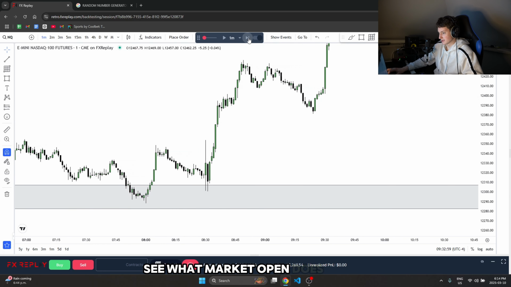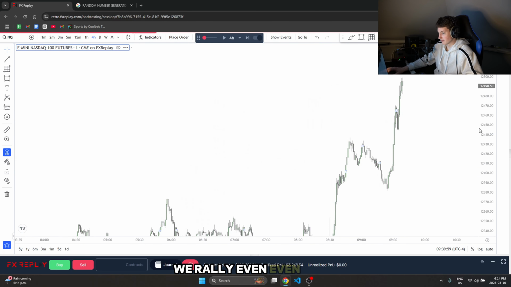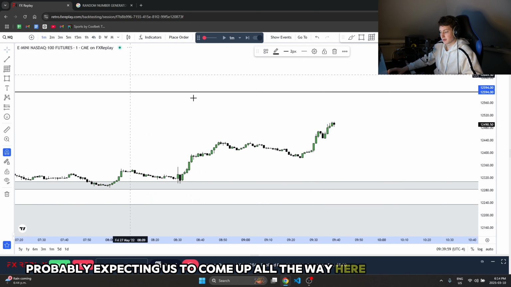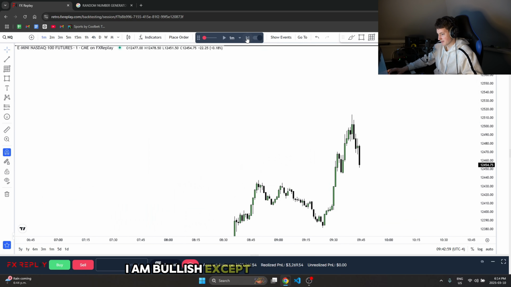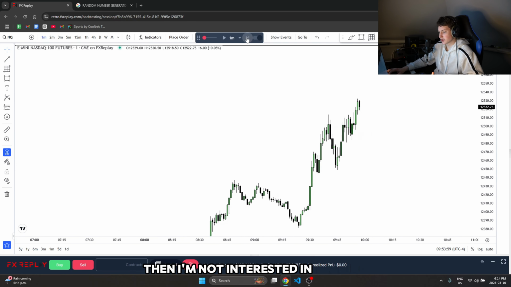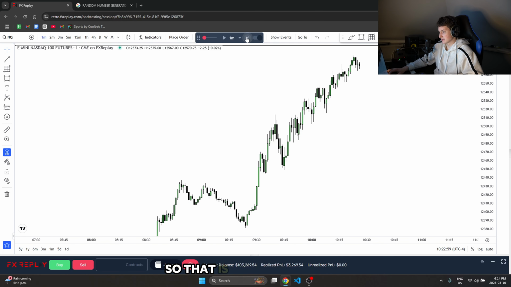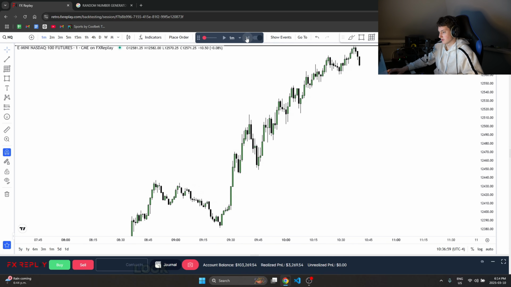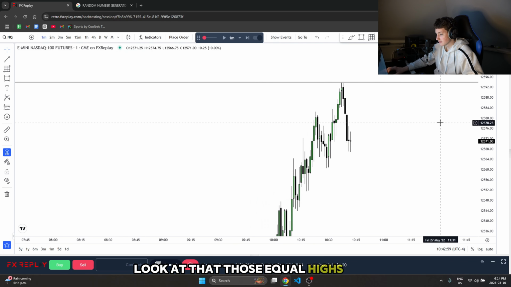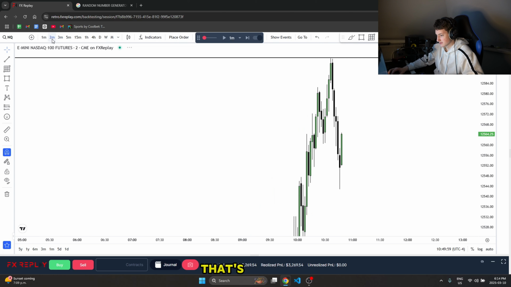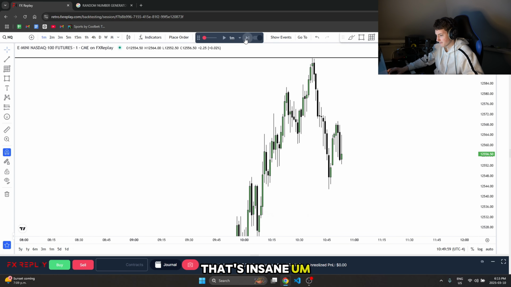Let's see what market open does for us. We rally even more. I'm probably expecting us to come up all the way here. Because like I said, I am bullish, except if I don't get a setup, then I'm not interested in trading. Correct? So that is remarkable. Wow, look at that. Are those equal highs? Wow. Market just left equal highs right there. That's insane.